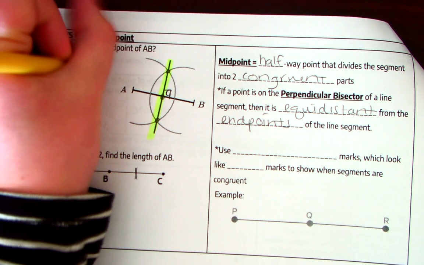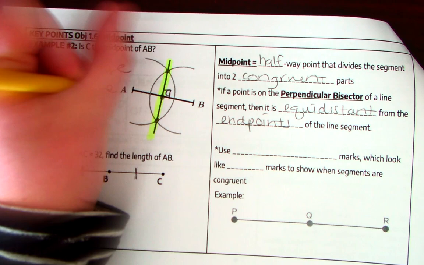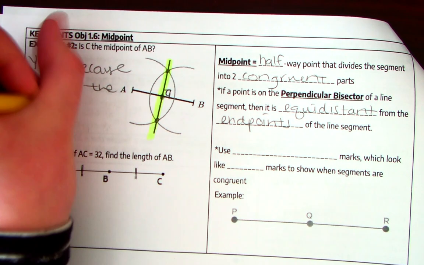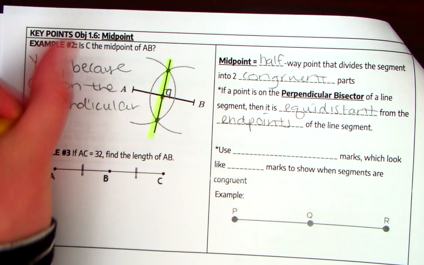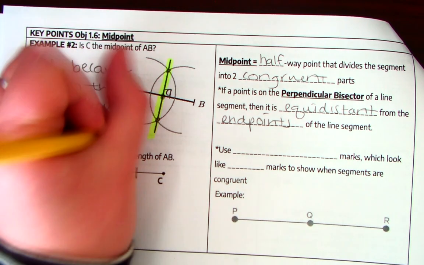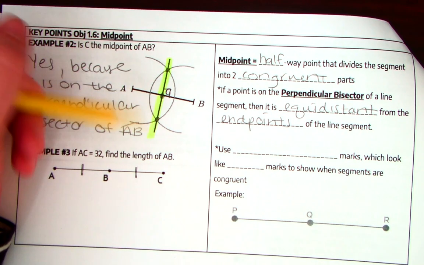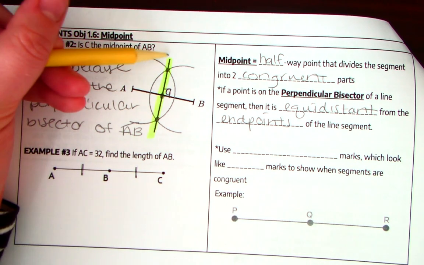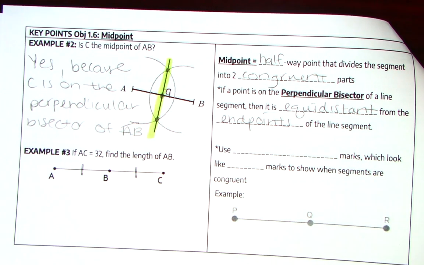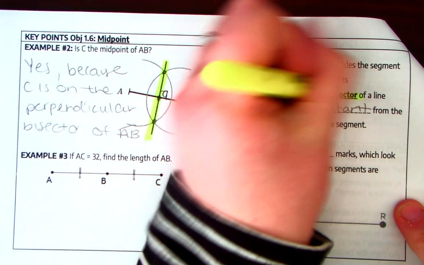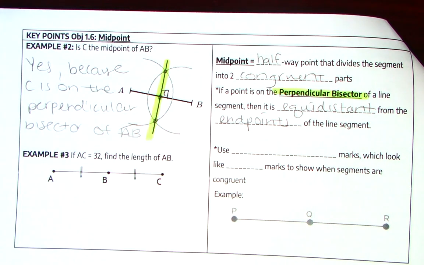Because C is on the perpendicular bisector of AB. So if you see this picture with these two arcs intersecting and then the two arcs being connected with this segment, this yellow thing is the perpendicular bisector, and then you can know that this point is the midpoint.